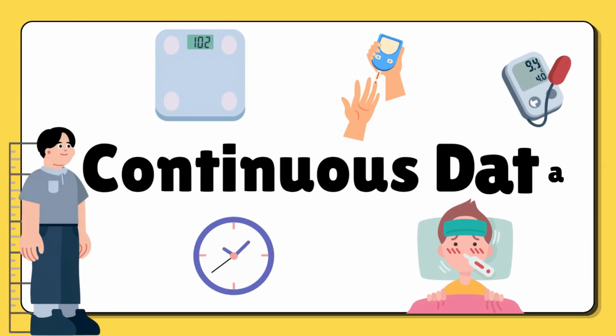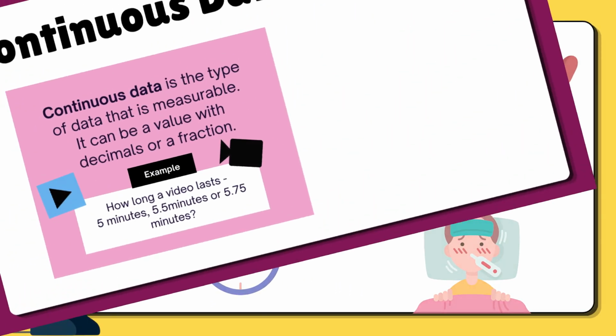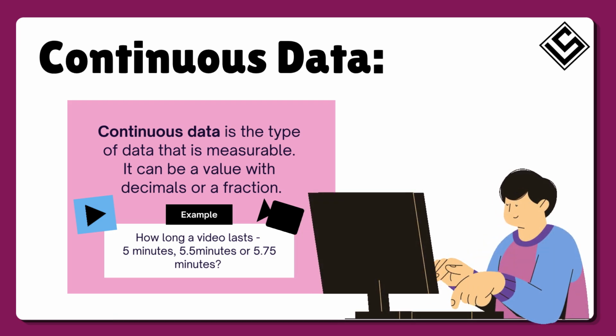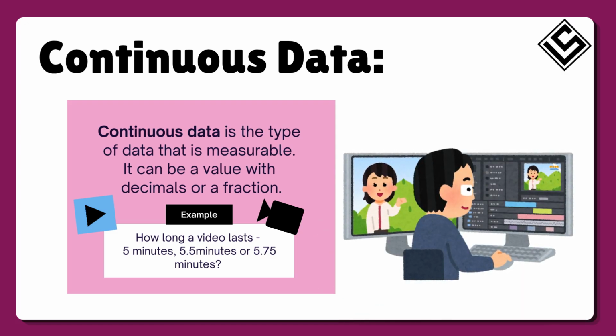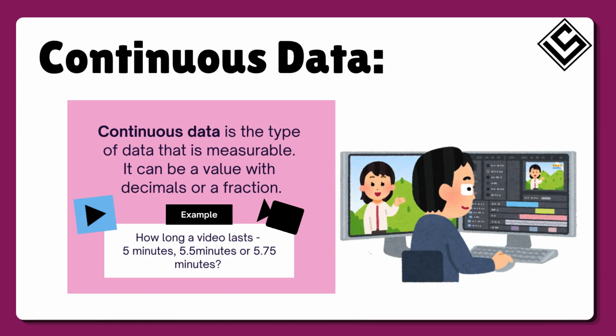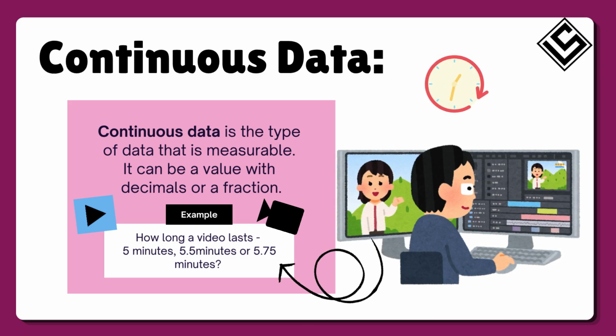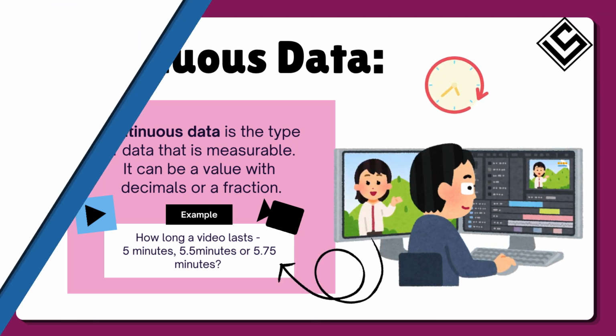Now let's discuss what is continuous data. Continuous data is a type of data that can be measured. It can take any value within a range, like decimals and fractions. For example, the duration of a YouTube video is continuous data. A video can be 5 minutes, 5.5 minutes, or even 5.75 minutes long.